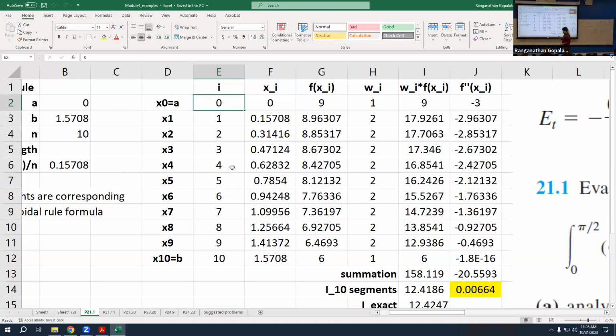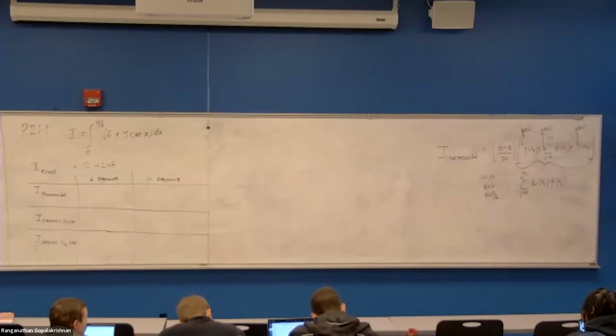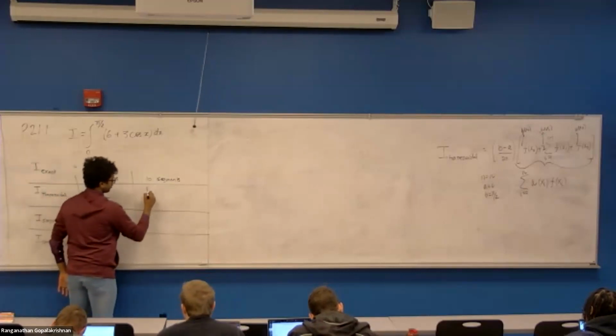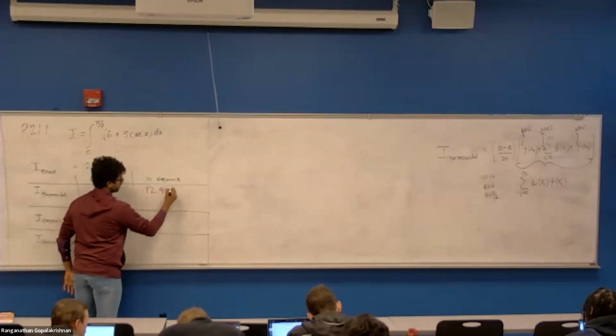So today's class participation exercise is for you to take a sheet of paper, put this table with 6 entries. What is I trapezoidal rule 10 segments? It's the number you got from your Excel sheet. Put it down here, which is 12.4186.